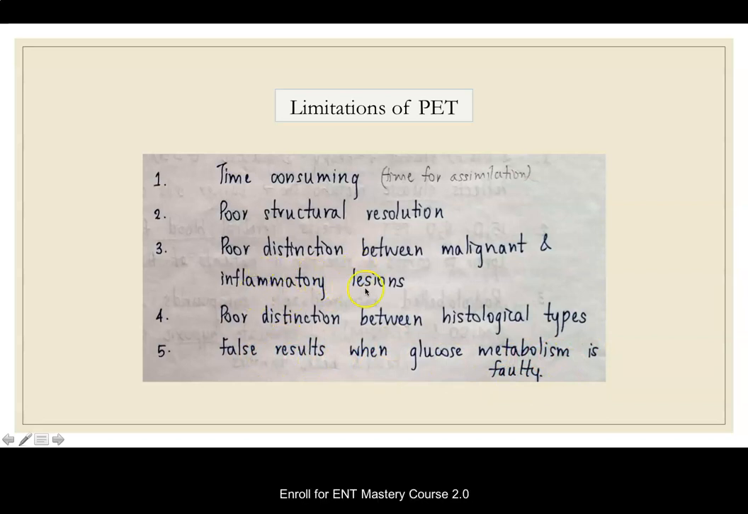When there are inflammatory lesions, that also takes up excess glucose and shows metabolic activity. So there is poor distinction between malignant and inflammatory cells. Limitations are it's time consuming, time for the assimilation, poor structural resolution, poor distinction between malignant and inflammatory lesions, poor distinction between histological types, false results when glucose metabolism is faulty.